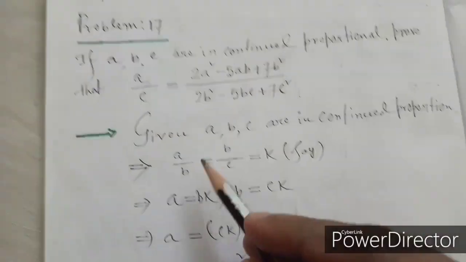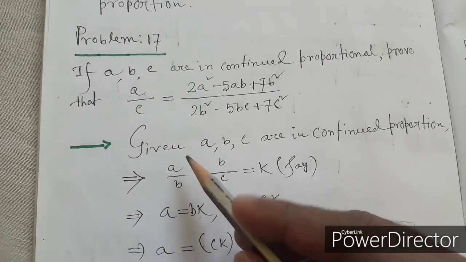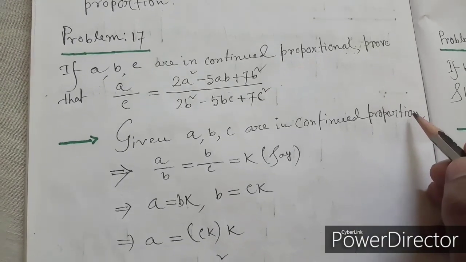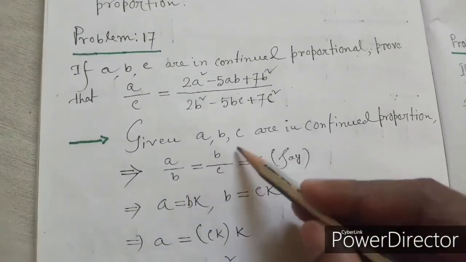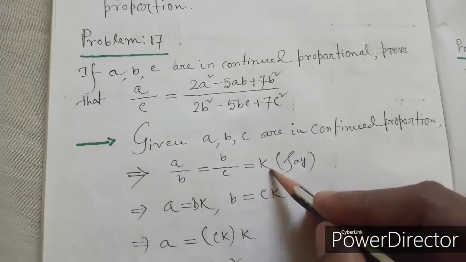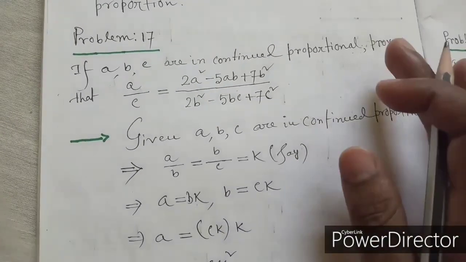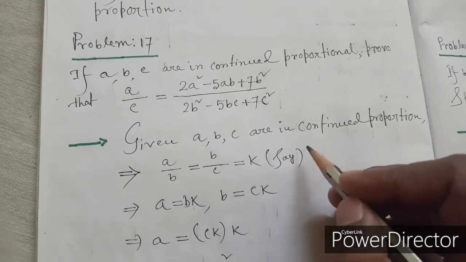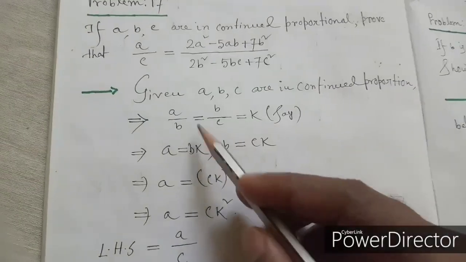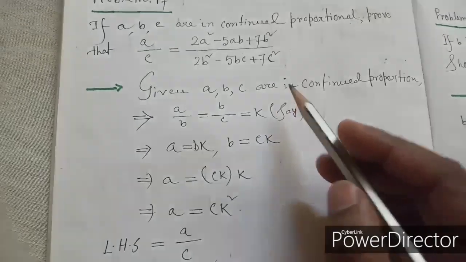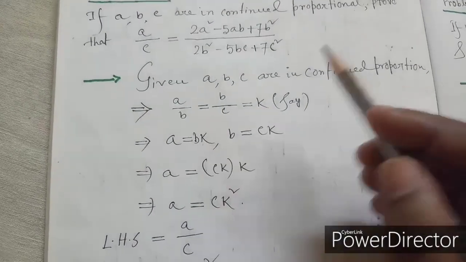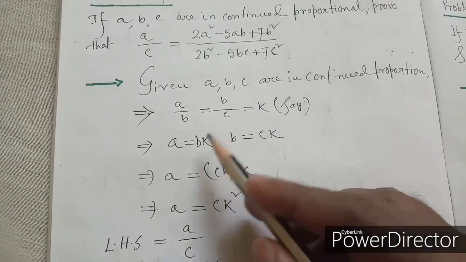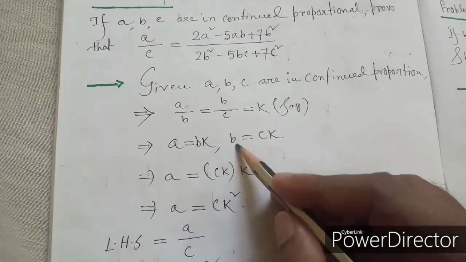How to show it? Now in your question it is given that a, b, c are in continued proportion, then a by b equals b by c equals k. Okay, so we consider a by b equal to b by c equal to k. Got it? So a by b equal to k, this means a equals bk, and b by c equal to k, this means b equals ck. Here a equals bk and now b equals ck.